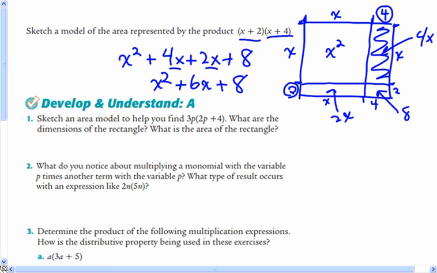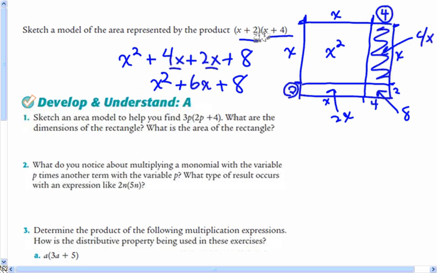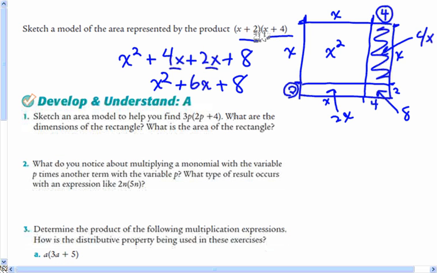So for number 1, we are going to sketch an area model to help find 3p times the quantity 2p plus 4, just to make sure we know how to multiply something like that out. Some of you may already kind of know what the answer is, but we'll use an area model to show that. And so for 3p, I'm just going to use this to show 1p. Let's say that's p.